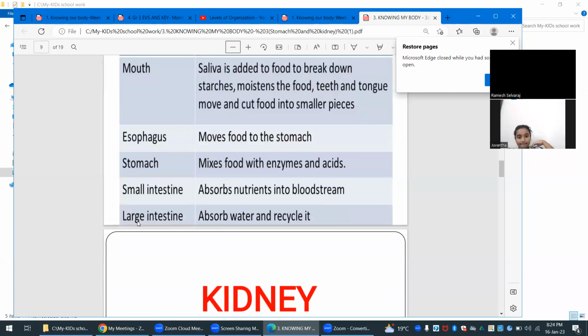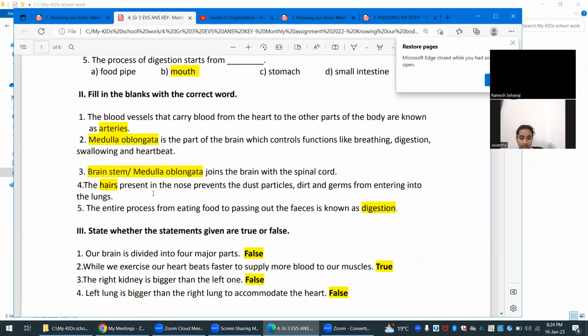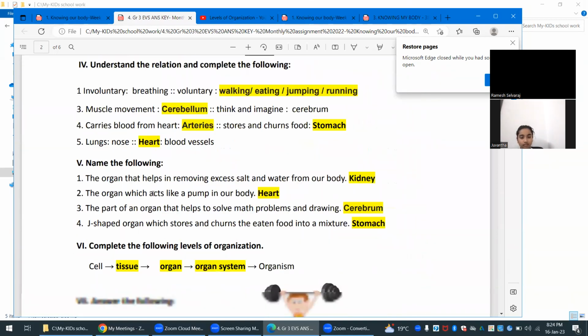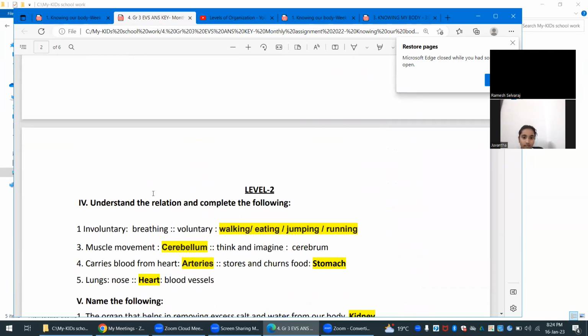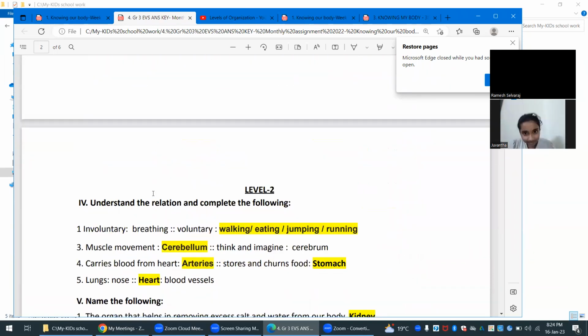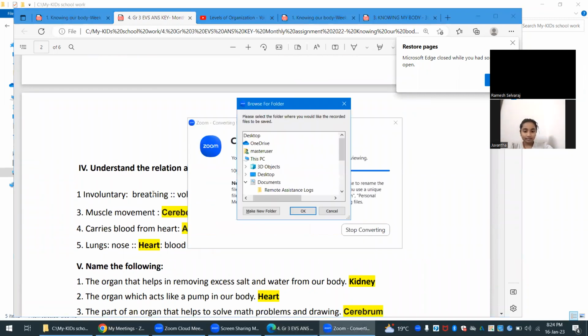Then you see, the large intestine's function is to absorb water and recycle it. Okay, let's see some questions here. The organ that helps in removing excess salt and water from our body is known as what? Which organ helps to remove excess salt and water from our body? Okay, kidney.